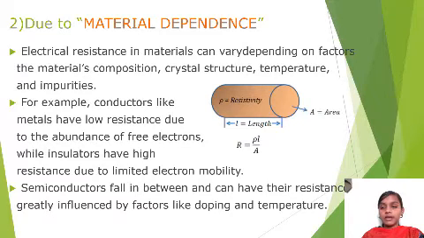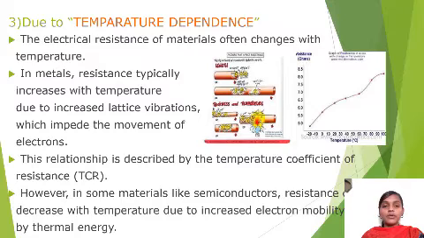Next, due to temperature dependence, the electrical resistance of materials often changes with temperature. In metals, resistance typically increases with temperature due to increased lattice vibrations which impede the movement of electrons. This relationship is described by the temperature coefficient of resistance, TCR. However, in some materials like semiconductors, resistance can decrease with temperature due to increased electron mobility from thermal energy.